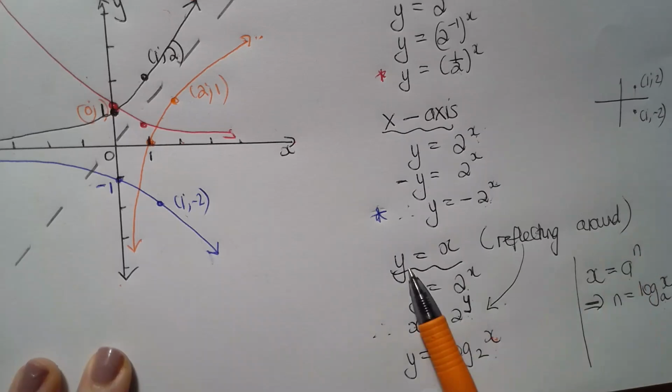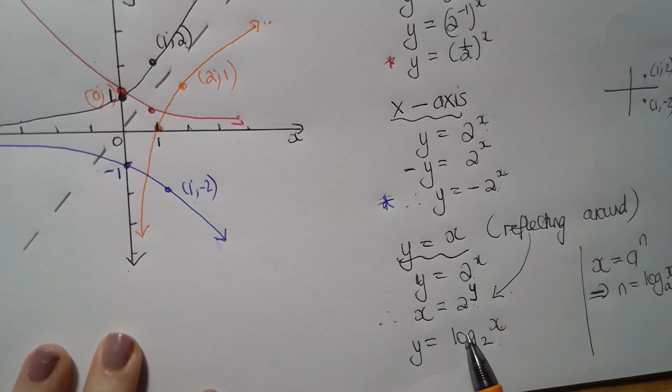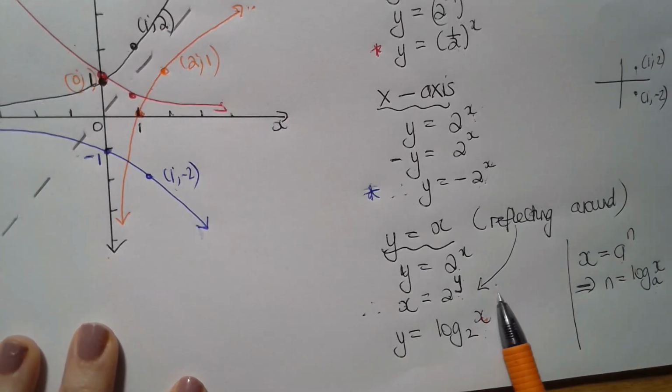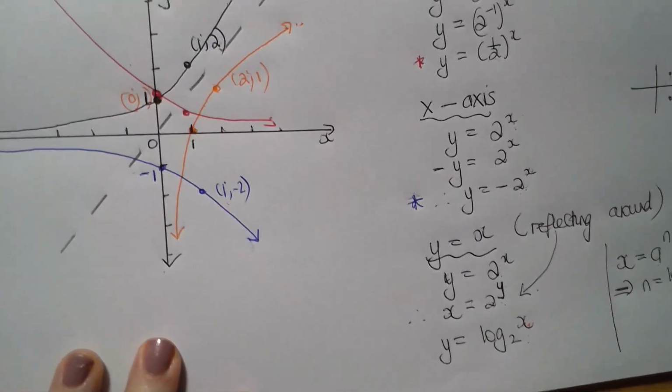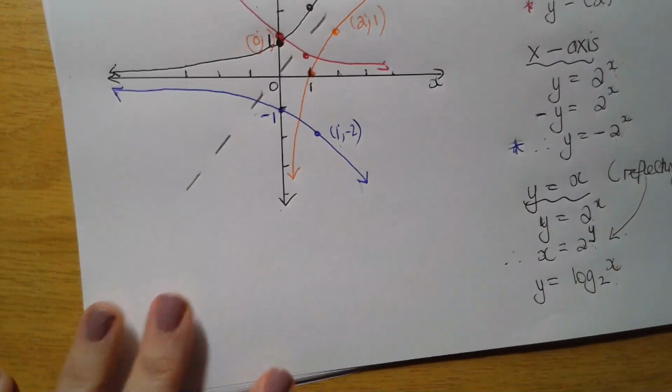And if you're reflecting over the line y equals x, it becomes a whole new function. You interchange your x and y, and you then rewrite it in the y form using your log definition. So that now becomes your log function. That's where your log function comes from.